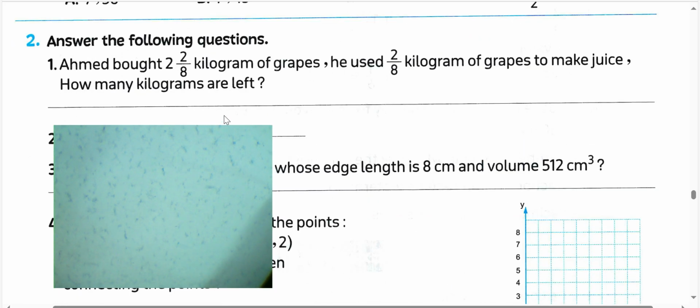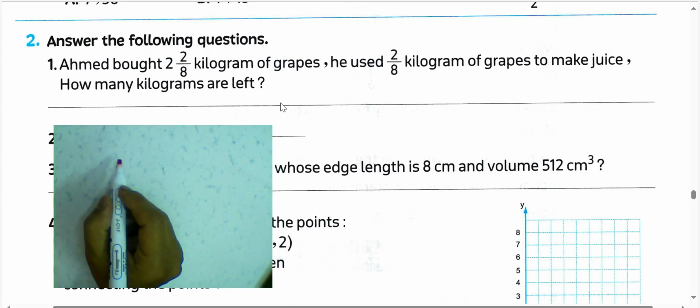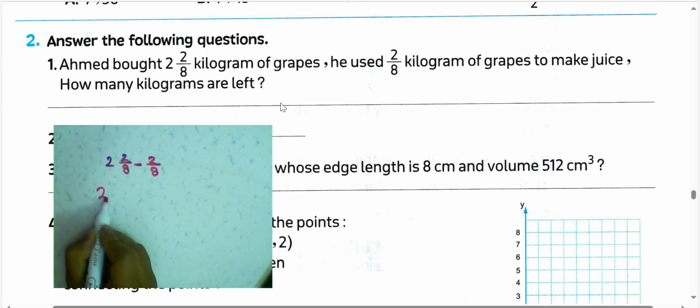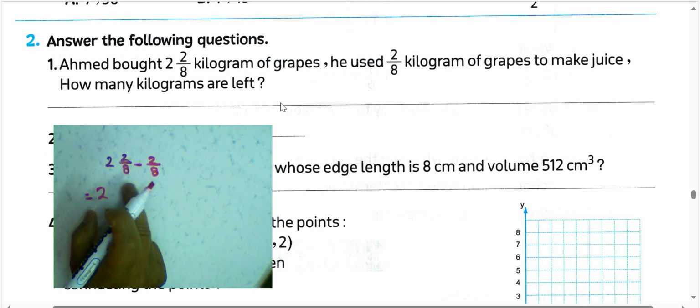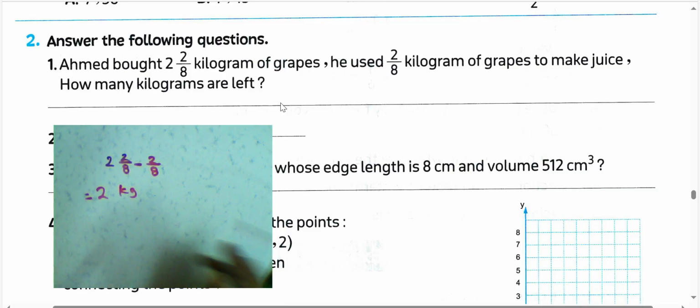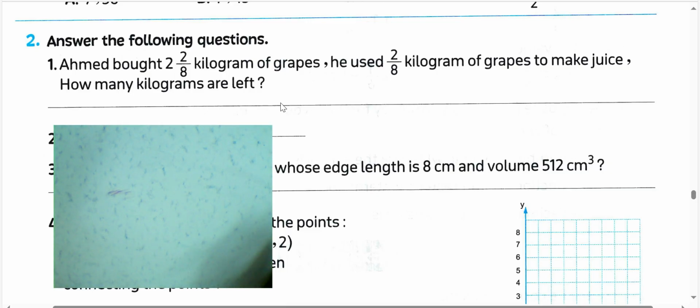Question: Ahmed bought 2 and 2 over 8 kilogram of grapes. He used 2 over 8 kilogram of grapes to make juice. How many kilograms are left? We can find the remainder. We can write the total amount as 2 and 2 over 8 subtract by 2 over 8. Then the remainder will be 2 because 2 over 8 subtract 2 over 8 is 0. 0 plus 2 equal 2. Then the remainder will be 2 kilogram. Next question.